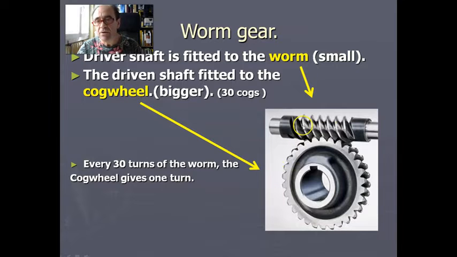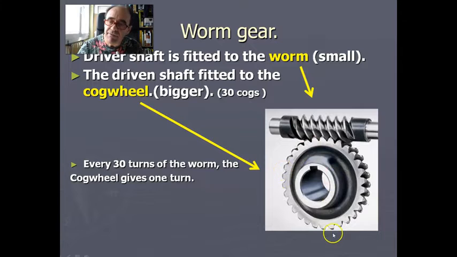Okay, so it consists of two toothed wheels. This one is the one that we call the worm gear. It's more similar to a screw than to a gear. And this one is the small one. It can be considered as one tooth, as a gear of only one tooth, and this one is the cogwheel.